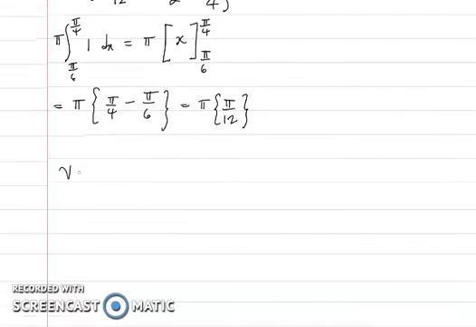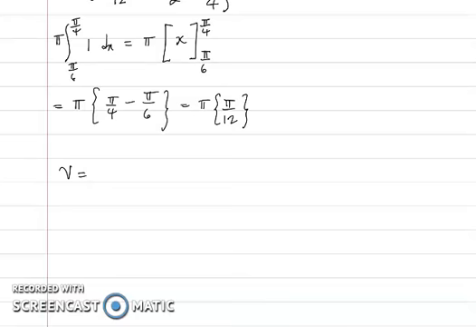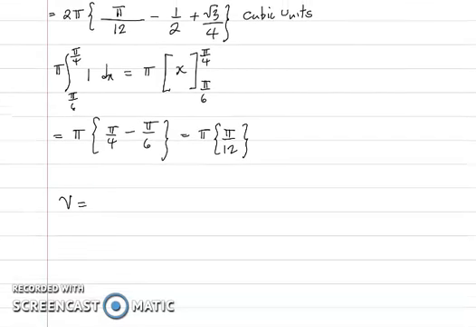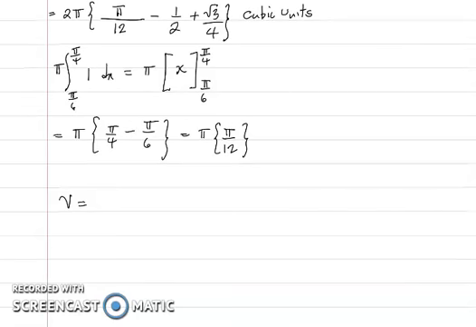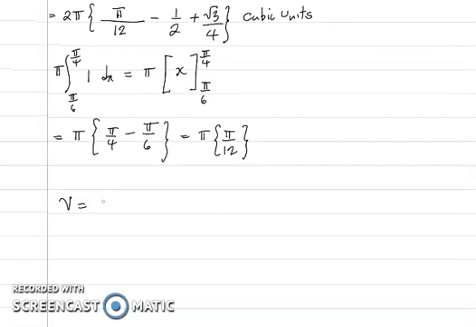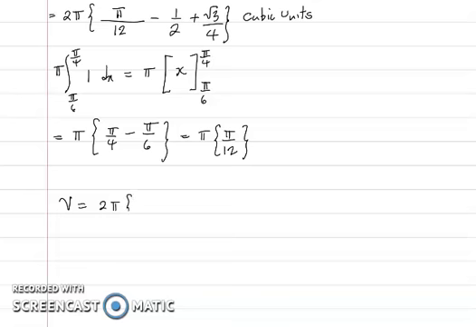So our volume is going to be 2 pi times pi by 12 minus a half plus root 3 over 4, and this is minus pi times pi by 12.